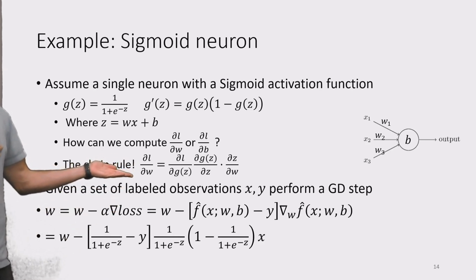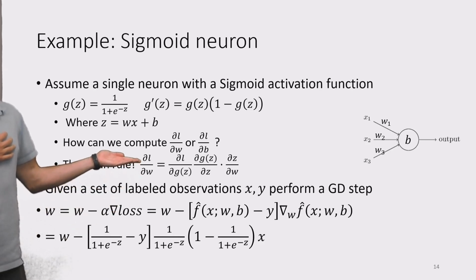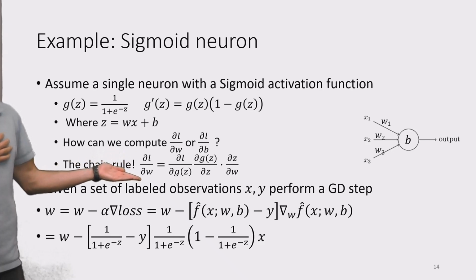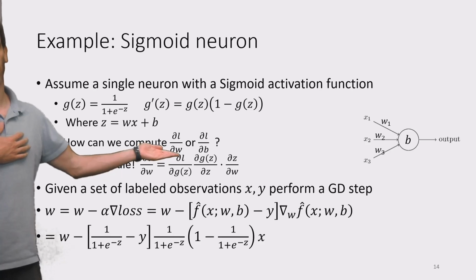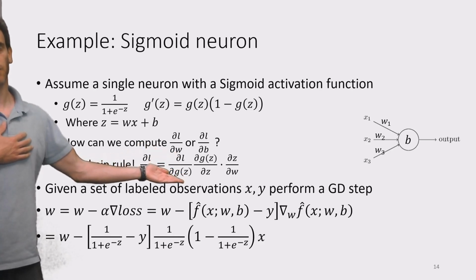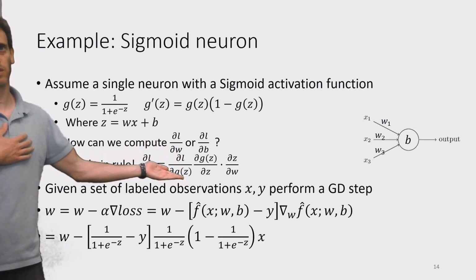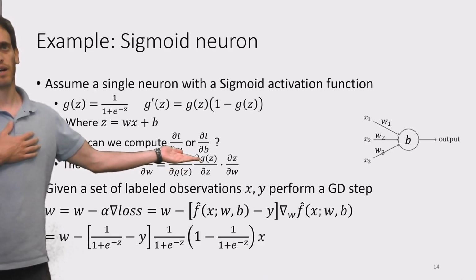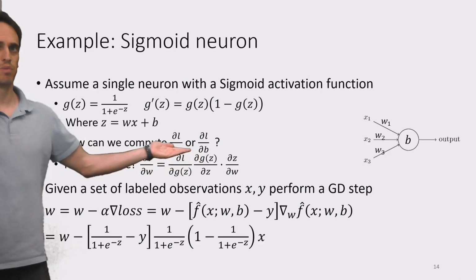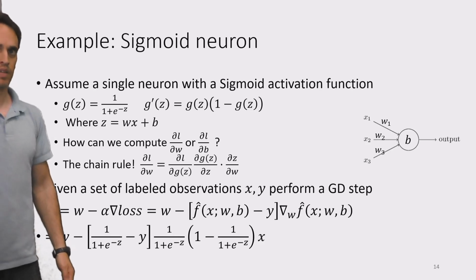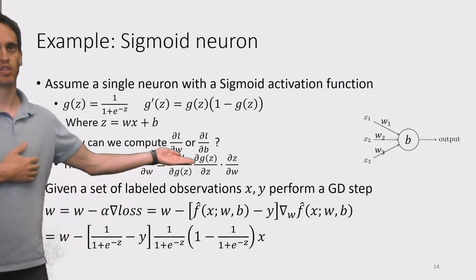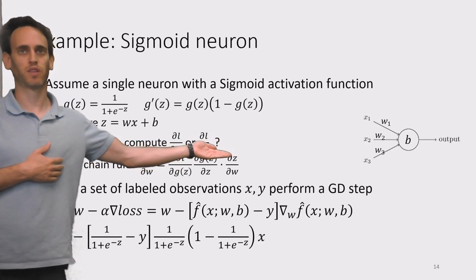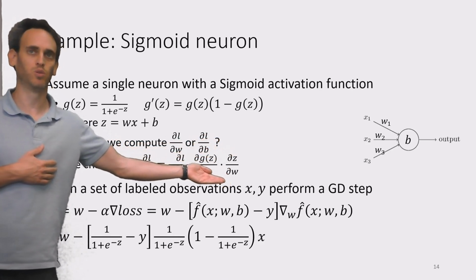So as before, we'll use the chain rule. So instead of computing the derivative in the loss with respect to W's or B, we'll compute the derivative of the loss with respect to our activation function, g of z, and then we'll multiply that by the derivative of our activation with respect to the input, to the linear combination input, and then the derivative of the linear combination with respect to W or to the bias term.